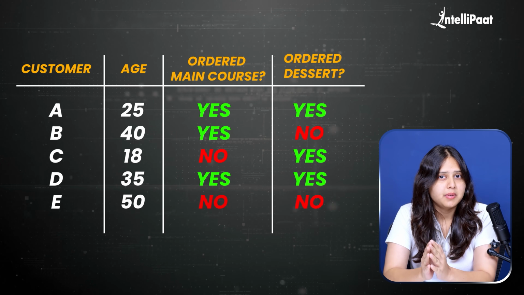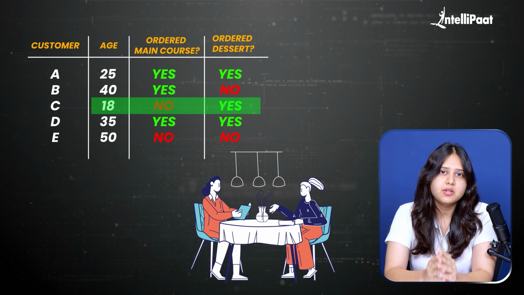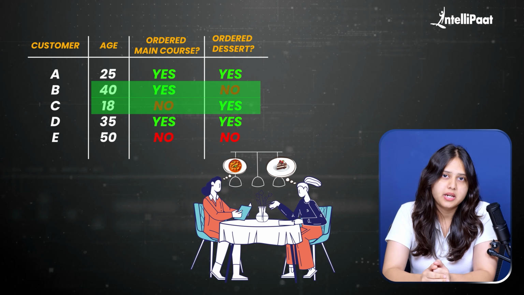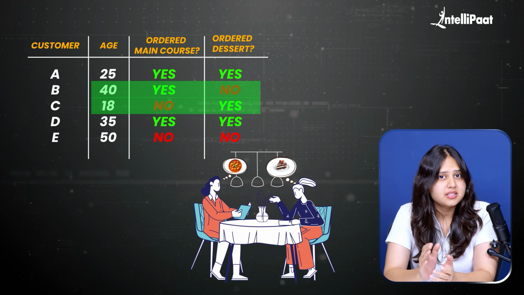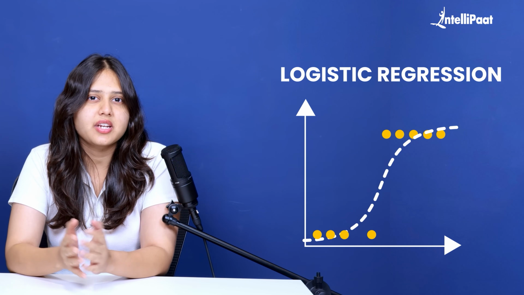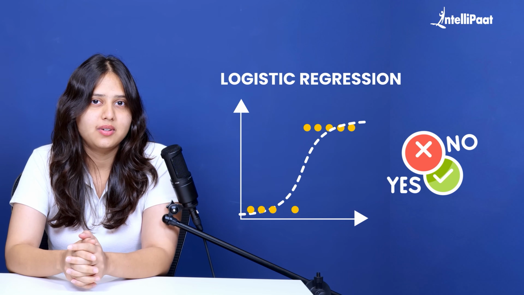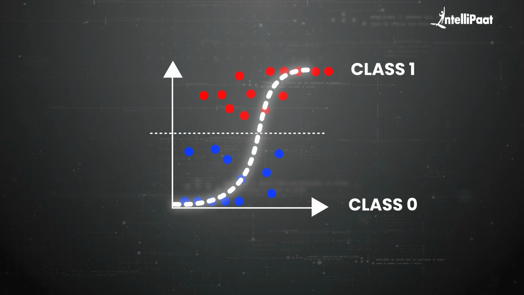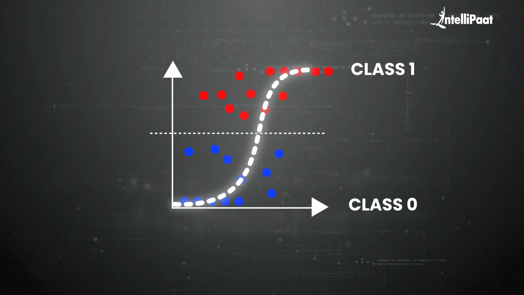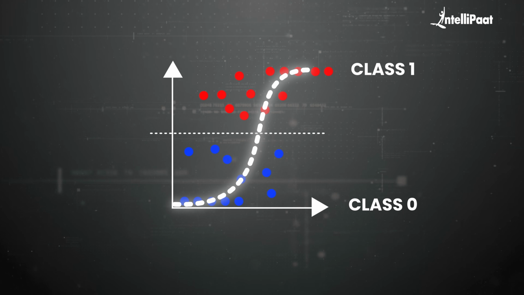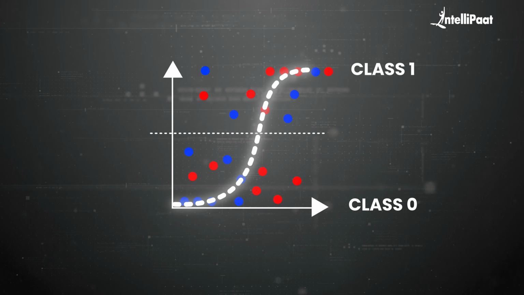Now your goal is to build a model that can predict whether a new customer will order dessert based on their age and whether they ordered a main course. Now your first instinct would be to use logistic regression because it's used for classification problems like predicting yes or no. But here's why it's not the best fit for this case. Logistic regression works well when the data is perfectly separable. That is, logistic regression relies on a linear decision boundary in feature space. But in our case, the data is not perfectly separable.